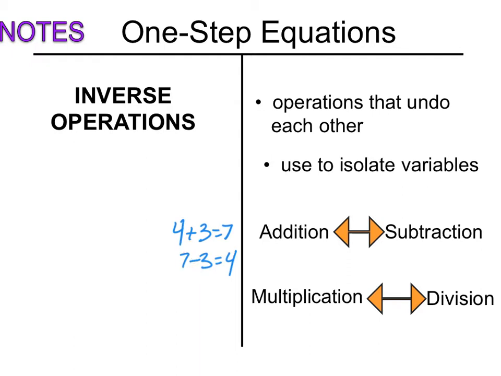The other set of inverse operations is multiplication and division. They undo each other as well. So for example, 3 times 4 is equal to 12, and 12 divided by 4 is equal to 3. They are also inverse operations.